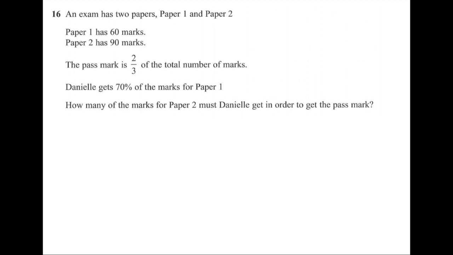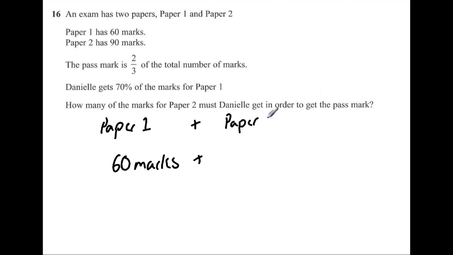So the first thing I'm going to do, I'm going to add the total marks from paper 1 and paper 2. So paper 1 has a total of 60 marks over here. Plus paper 2, which is 90 marks. So the total is 150 marks.